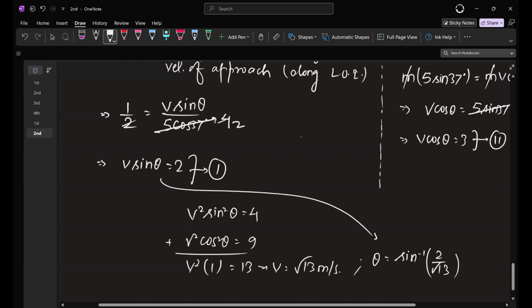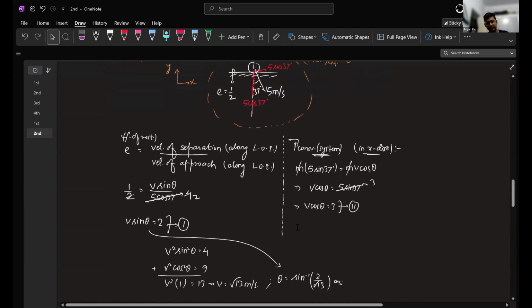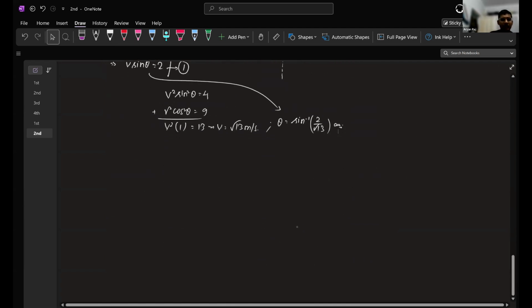Any doubts? No. So we have successfully found out what v and theta are, both of them. Let me write down the condition for you.